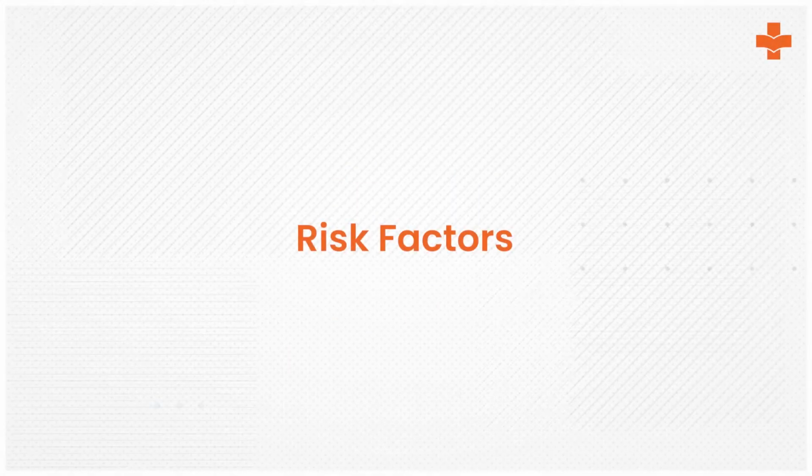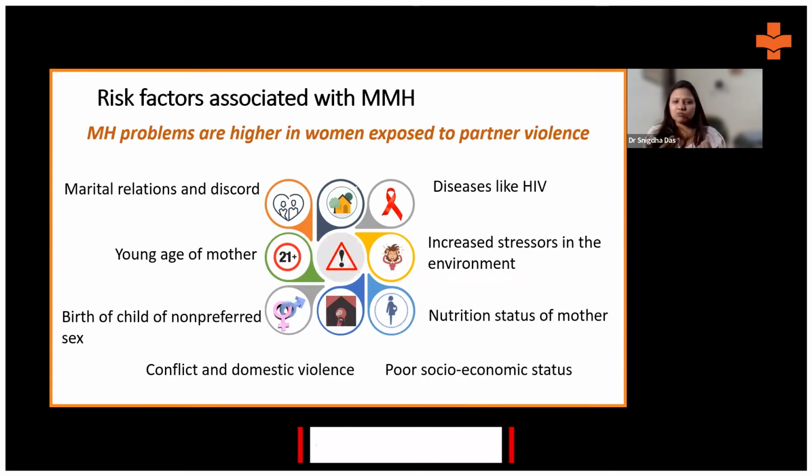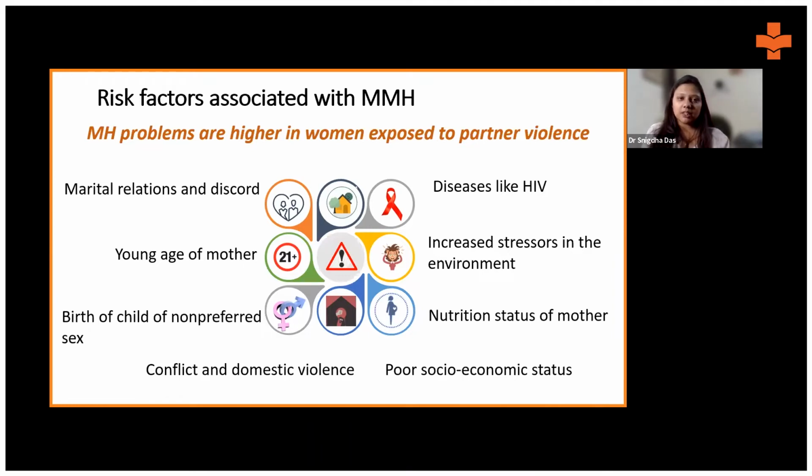And this is where I was talking about the risk factors. So, the risk factors are again very different. When you have high income countries, there are associated risks like diseases and age group of the mother, teenage pregnancies, those kinds of things. And in the low and middle income countries, again, the risk factors may be pretty different. It's the domestic violence, the poor socioeconomic status, even the nutrition status of the mother.